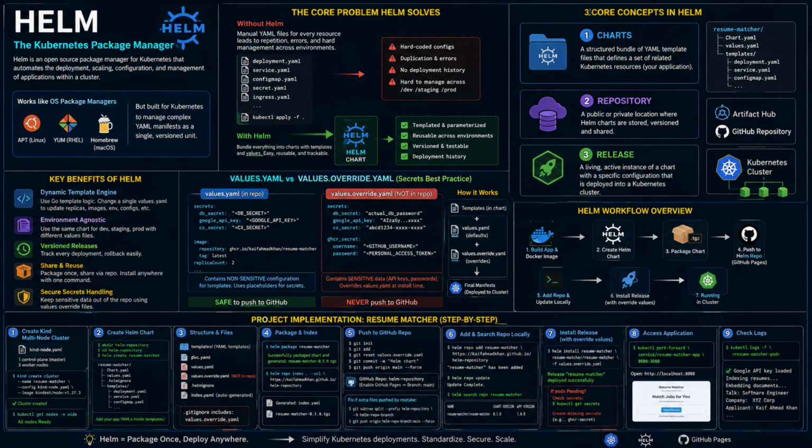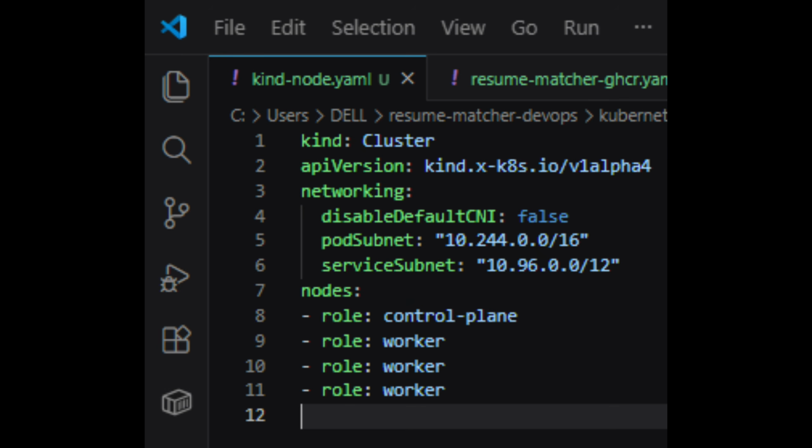So that was the theory part of how a Helm repository works. Now let's understand and see how I have done all of this step by step. So the first step to begin this project is to create the cluster. I'm using a kind multi-node cluster.